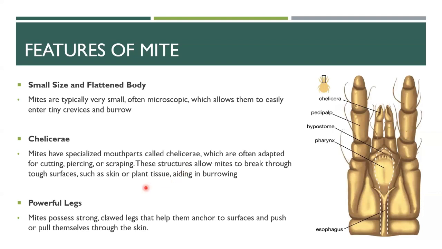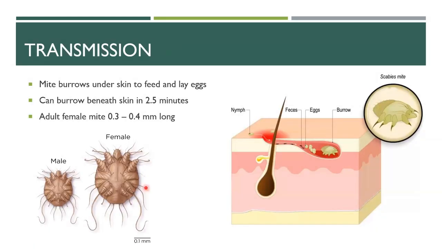On top of that, it has very powerful legs that enable it to push and pull itself through the burrowed skin, so that it can continue to move in towards the skin itself. These features, on top of others, like the structure we have seen here, and the way the female mite is quite small in terms of size, around 0.3 to 0.4 millimeters long, enable it to move quite easily. And some of the features that we've just talked about enable it to cut through the skin very fast. So it can burrow through the skin within minutes, and then start moving down there.